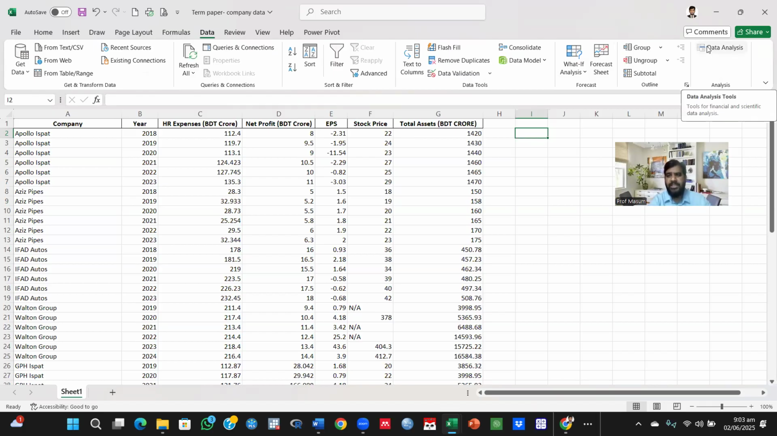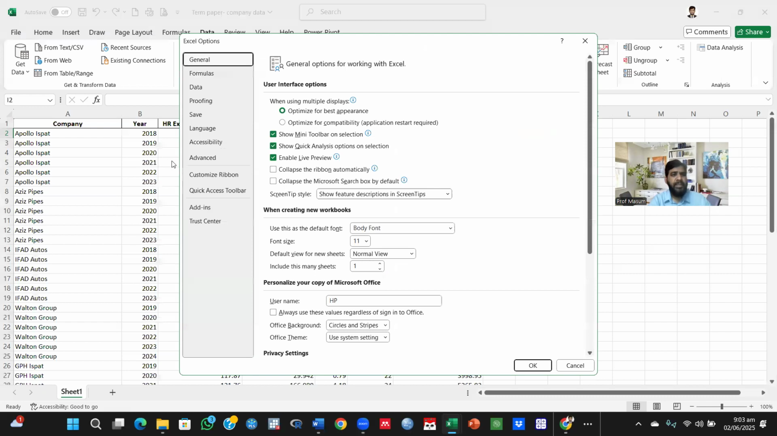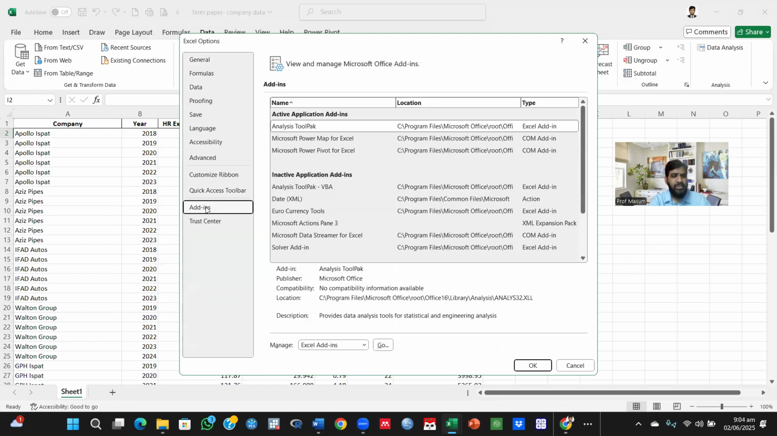All right. Excel formula will not work here. You have to find data analysis. And how do you find data analysis? For example, if you don't find data analysis in your computer, you will go to file, then you will go to options, then you will go to add-ins. This is being recorded, so next time you can do it.